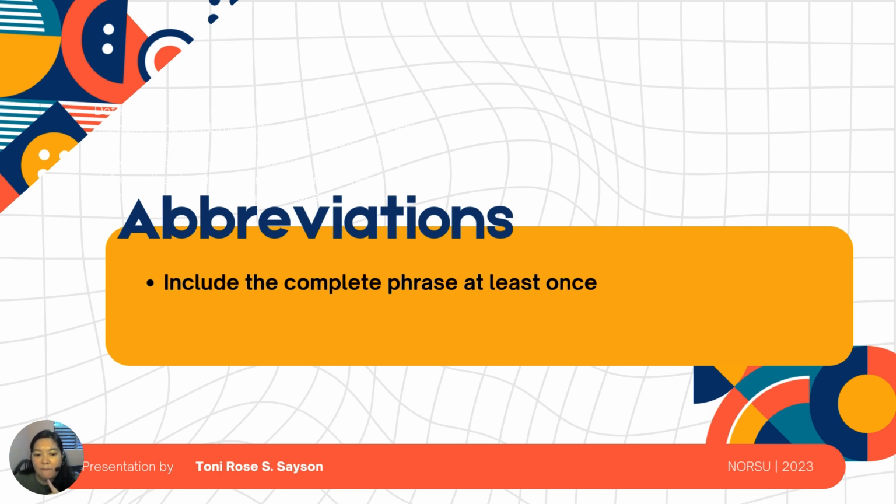Next is on abbreviations still, which is to include the complete phrase at least once. Every abbreviation or acronym in your report should be written out in full where it first appears in the report, because then people would know what it means, even if it is obvious or common knowledge, for example WHO. You have to at least include the phrase World Health Organization once, so that they will understand what you're referring to.